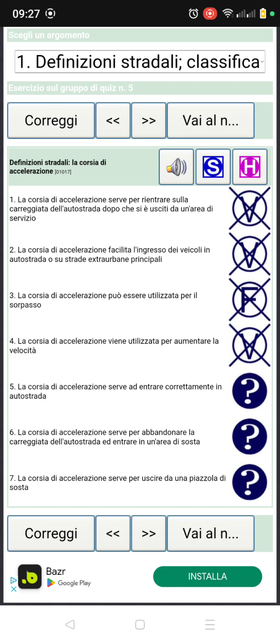Number 5. La corsia di accelerazione serve ad entrare correttamente in autostrada. Yes, it's true. So the acceleration lane serves to enter correctly into the highway. Yes, it's true.